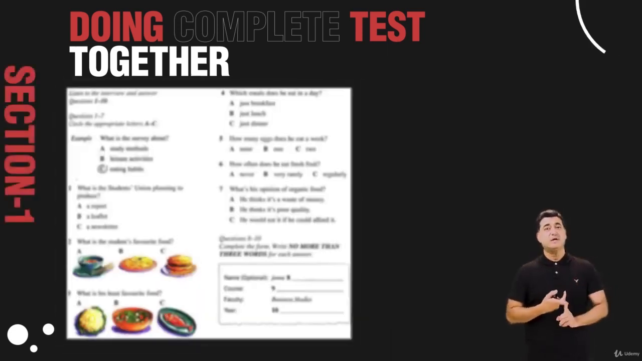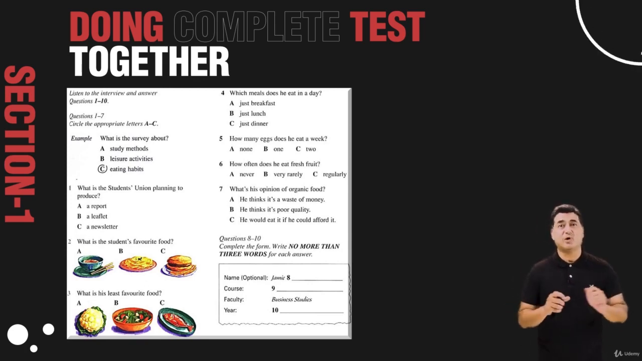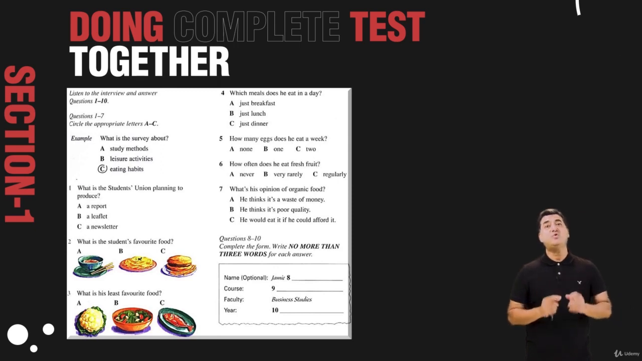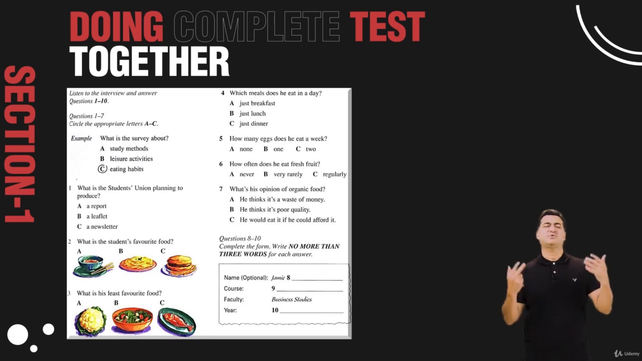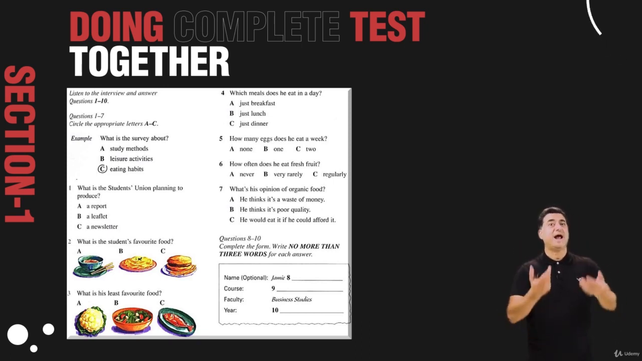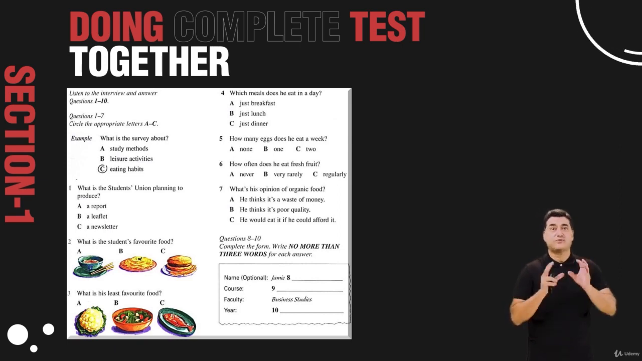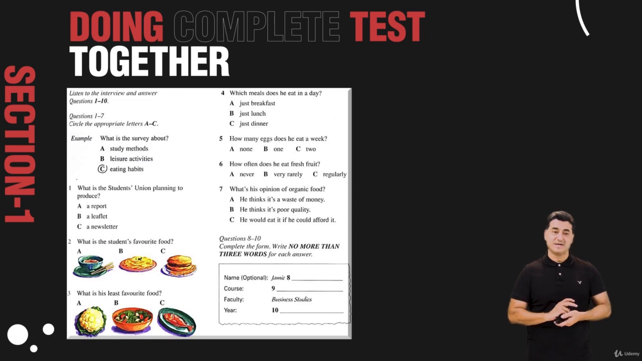In section 1, you not only get 30 seconds to read the question, but because there is an example also, that gives you another 30 seconds. So you have to read these 10 questions, underline the keywords, and by that you can anticipate also and focus on the listening to get the right answers.